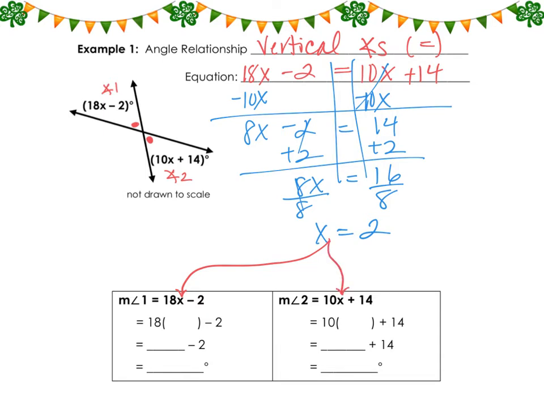Once you're done with that, you're going to plug in 2 for x into the two angles. All right, so we're going to replace. So I have 2 here and 2 there. Okay, so 18 times 2 is 36. 36 minus 2 is 34, and that's 34 degrees. 10 times 2 is 20. Add 14, and that should give me 34. So we know that vertical angles are equal, so therefore they are equal, so we know we did them right.